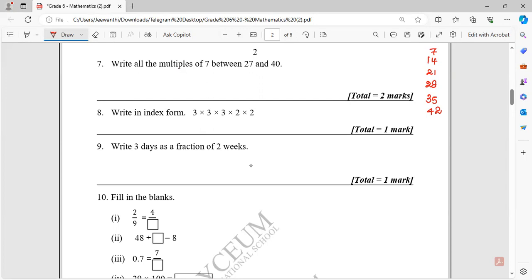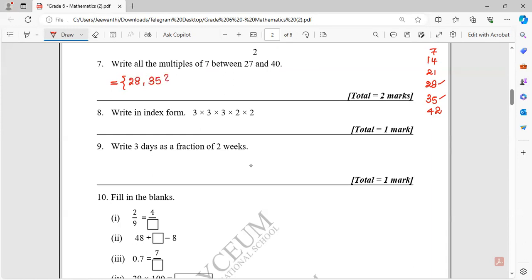So what are the multiples that you can see? Write all the multiples. What are they? 28 and 35. That's it, we can take. Because 7, 14, 21 are less than 27, and 42 onwards they are more than 40. Therefore, I can write the answer. Normally, children, when we are writing, if needed, you can write it like this, with a curly bracket, you write 28, 35.